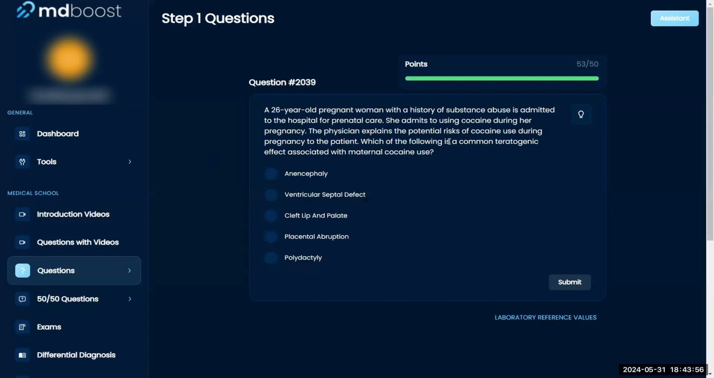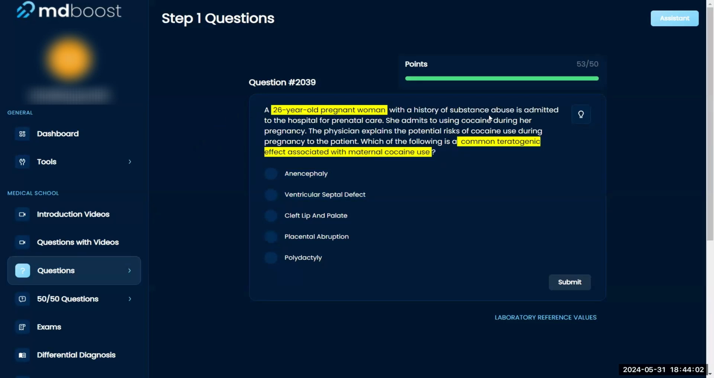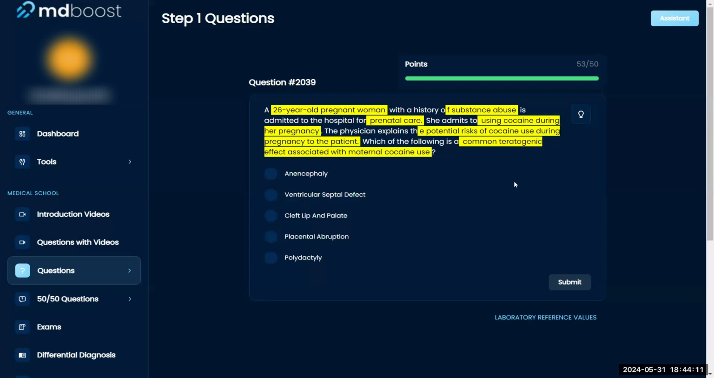Okay. Which of the following is a common teratogenic effect associated with maternal cocaine use? A 26-year-old pregnant woman with a history of substance abuse is admitted to the hospital for prenatal care. She admits to using cocaine during her pregnancy. The physician explains the potential risks of cocaine during the pregnancy to the patient. Which of the following is a common teratogenic effect associated with cocaine use?